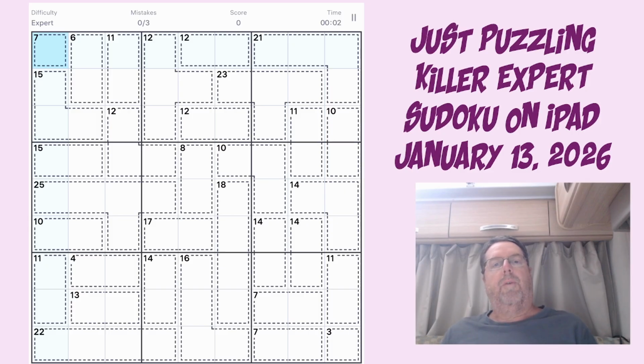Thank you for joining me for this Killer Sudoku that I do at the expert level on my iPad. I'm going to go through the rules of Sudoku, how the cages add to and make it a Killer Sudoku, and then from there we'll get on with solving it. Probably will tell you also a little rule that I have that's helpful but not truly a rule.